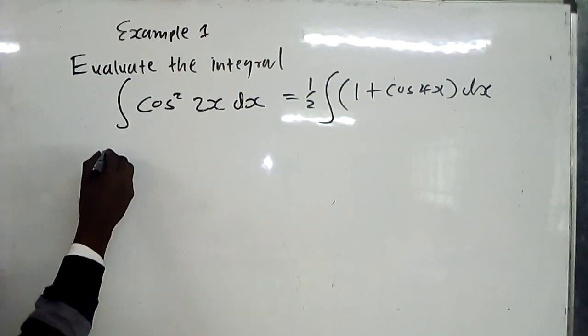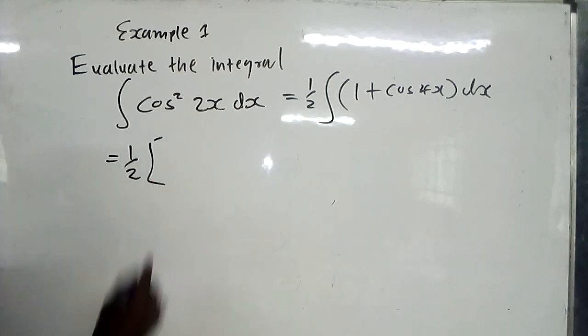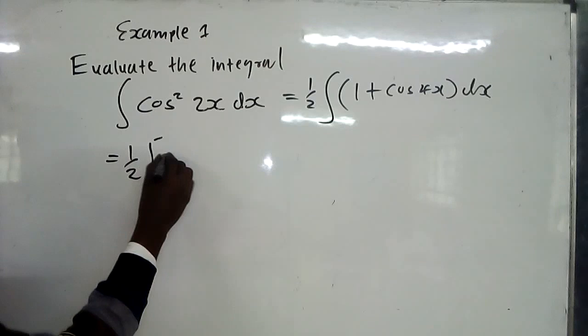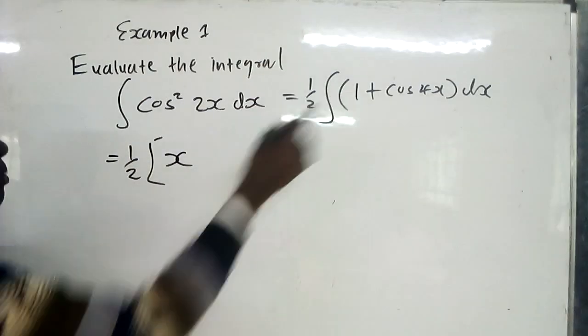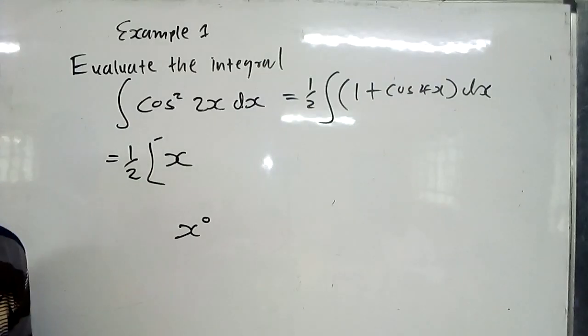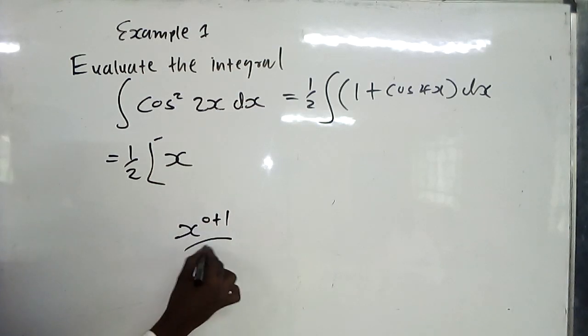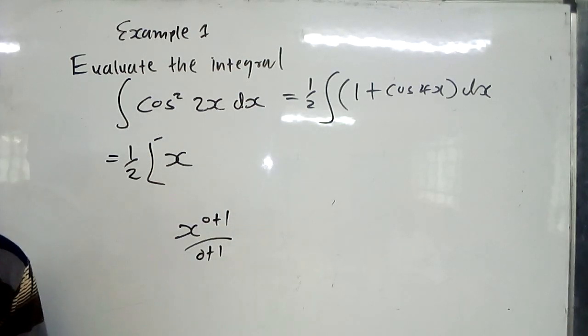So can you now start integrating? We have a half outside. If you integrate 1, what do you get? You get x, because 1 means x raised to power 0, and anything raised to power 0 is 1, isn't it? So if you integrate x raised to power 0, you simply add 1 to the power and you divide by the new power, as with a polynomial, isn't it? Are we together?